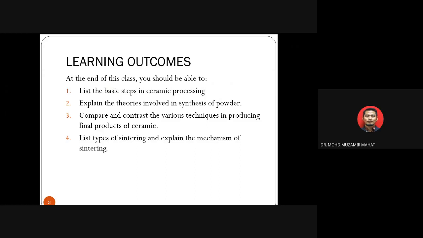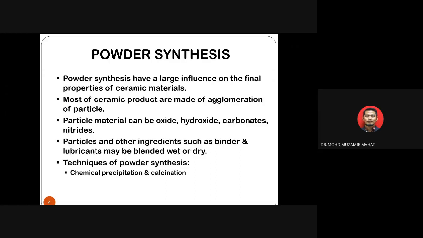So this is the learning outcome of our class today. At the end of the class, you should be able to list the basic steps in ceramic processing, explain the theories involved in synthesis of powder, compare and contrast the various techniques in producing final products of ceramic. And then you are expected to be able to list the types of sintering and explain the mechanism of sintering. All right.